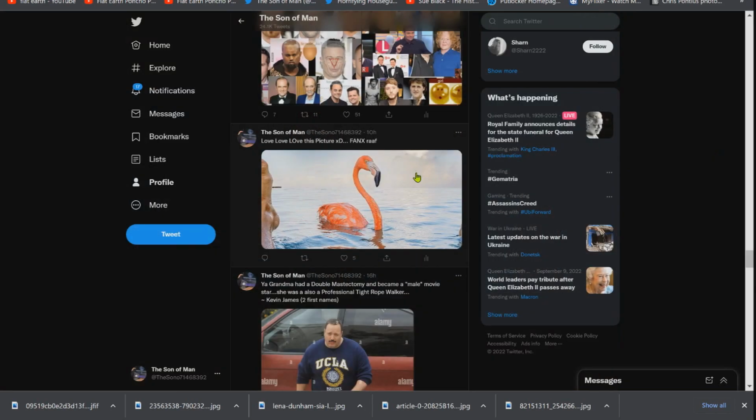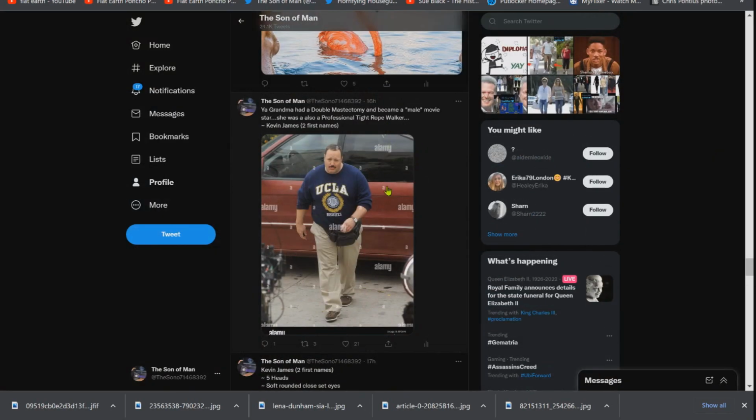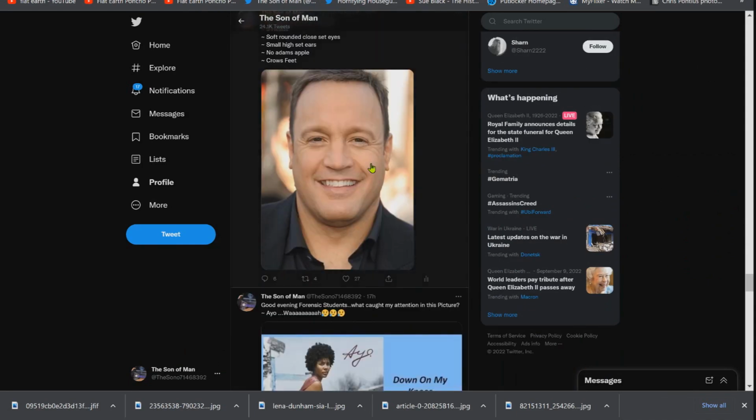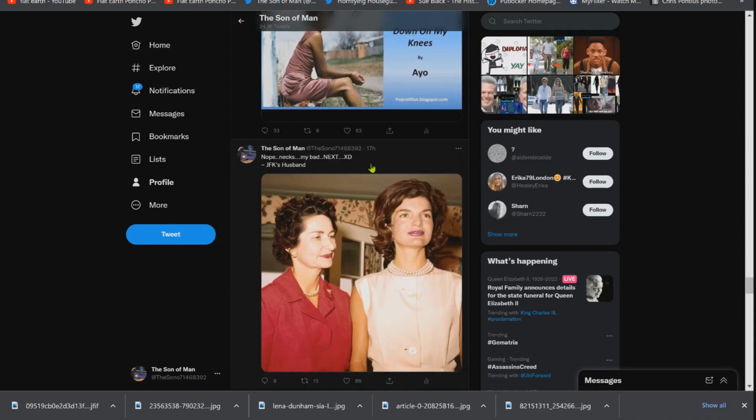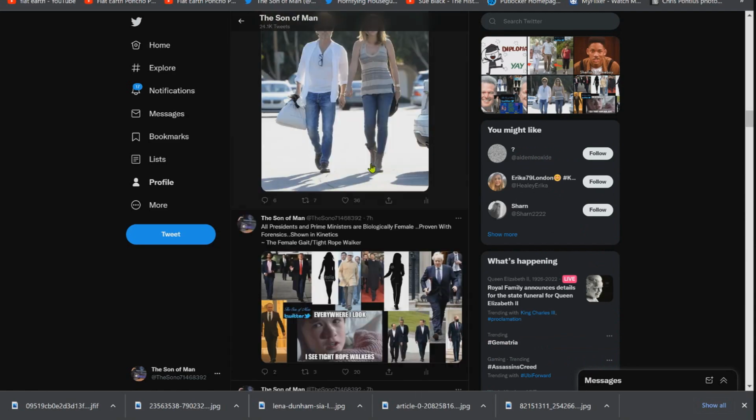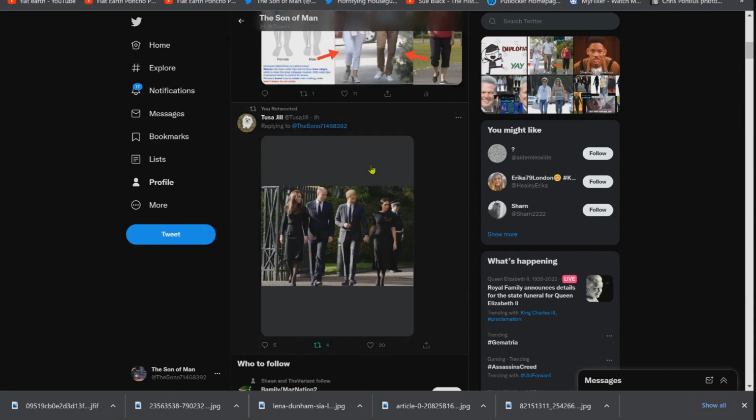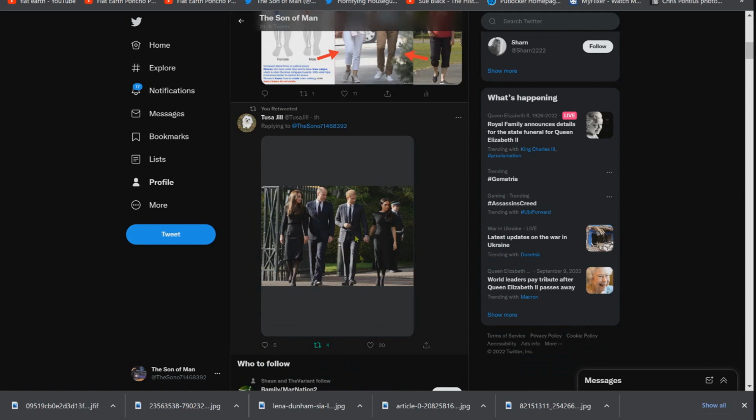Flamingo foot. Tightrope walker, look, Kevin James, 2 first names, boys and girls. I thought that was Mole Cop. It is Mole Cop, yeah. I thought his name was Paul Blart, or is that the character? That's the character, yeah. That's how good the brainwashing is from Hollywood, right? I thought that was his name, Paul Blart.